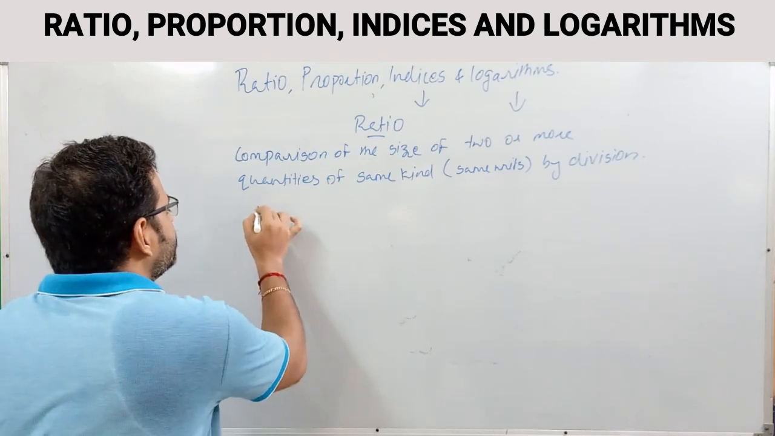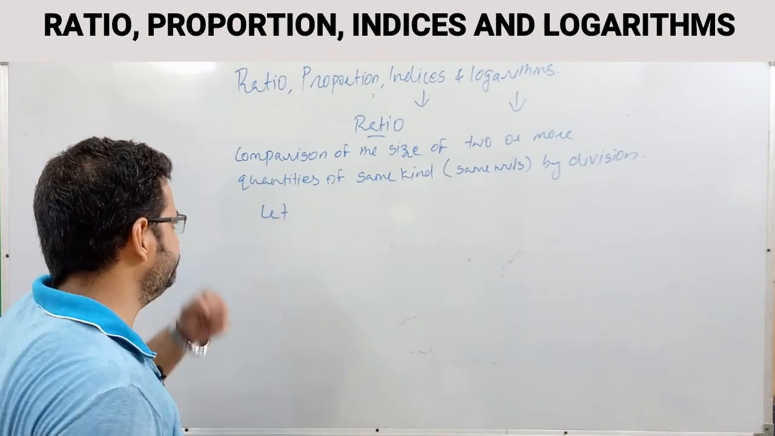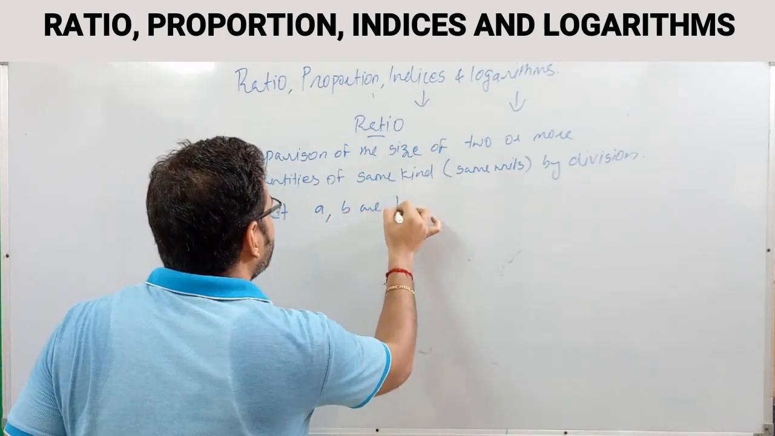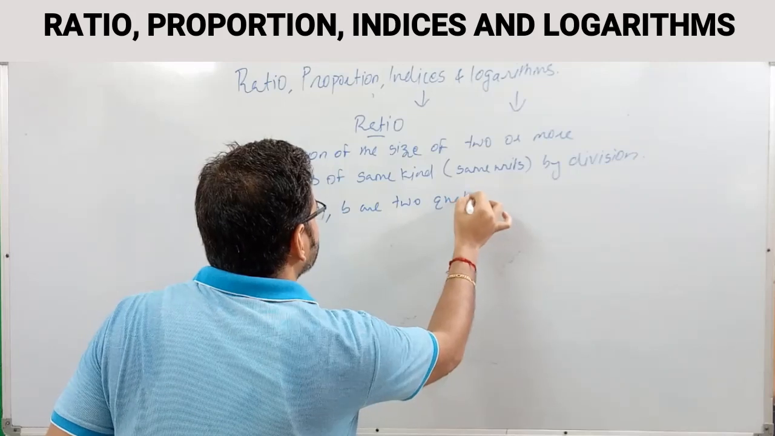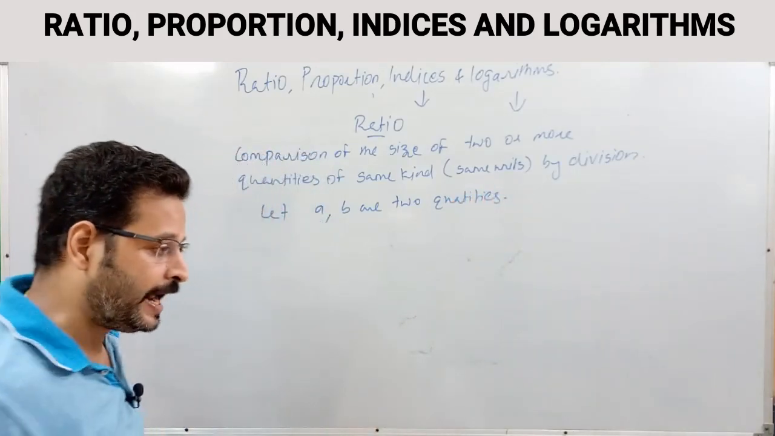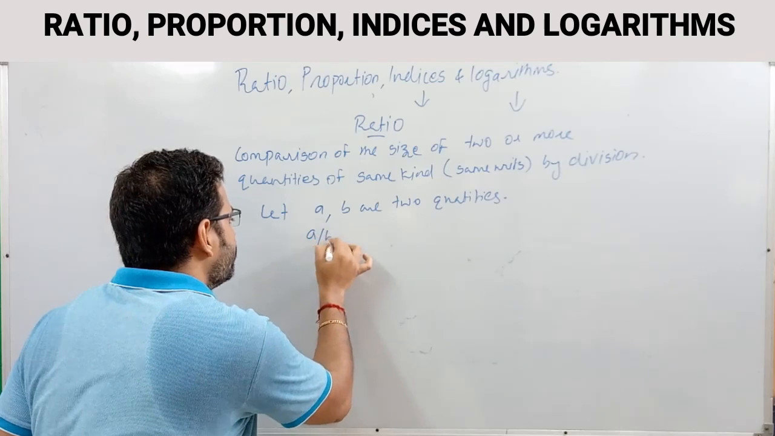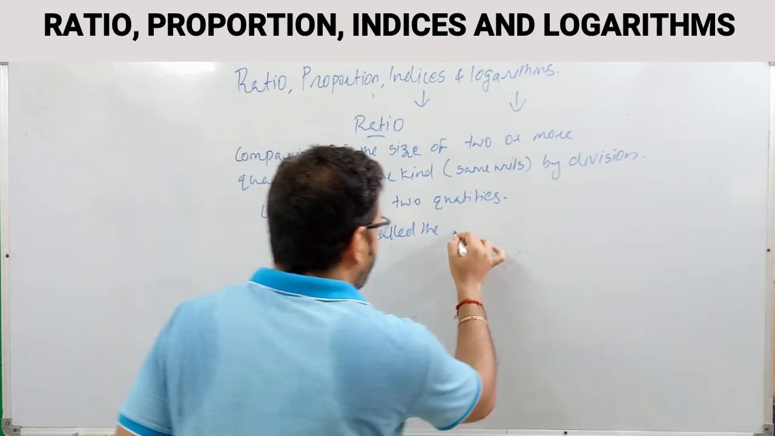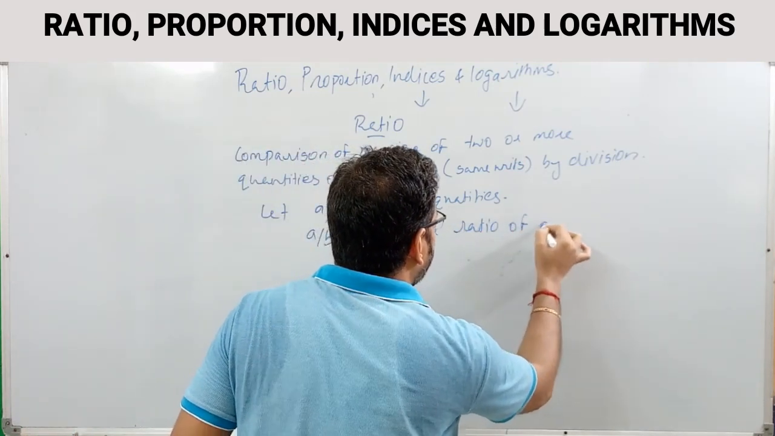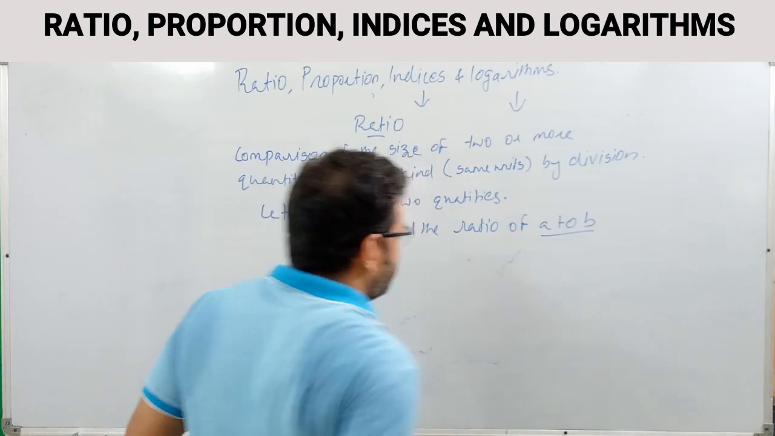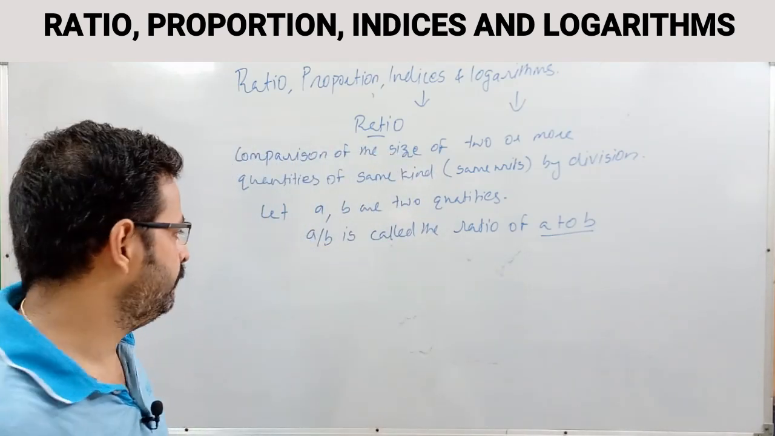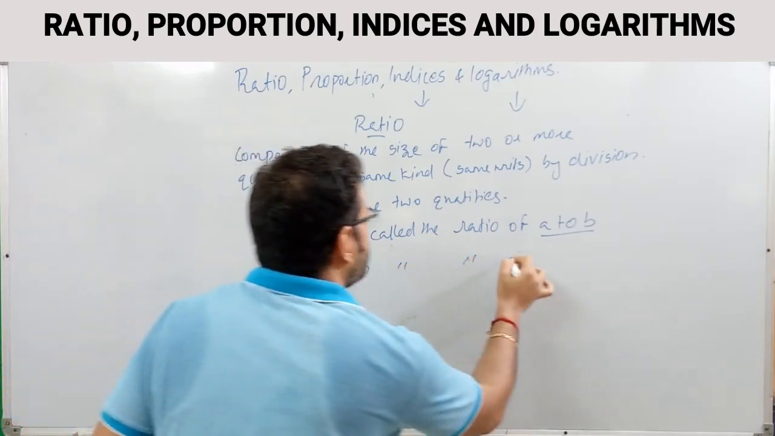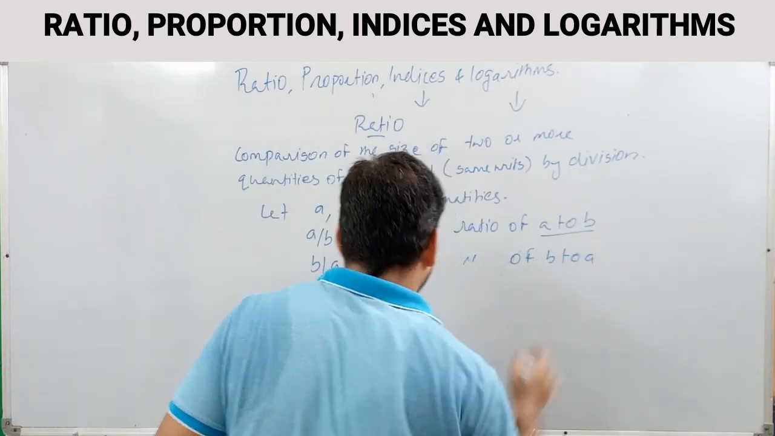Okay, let us consider two quantities of same kind. Let A, B be two quantities. Then the fraction A divided by B is called the ratio of A to B. Okay, look at that, ratio of A to B. Like that, the fraction B by A is called the ratio of B to A.